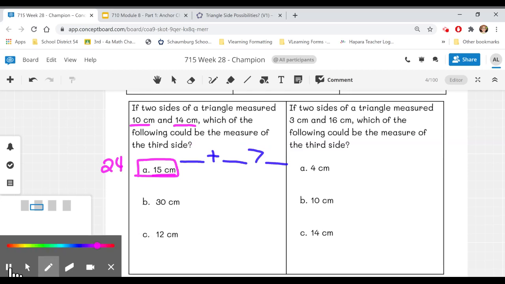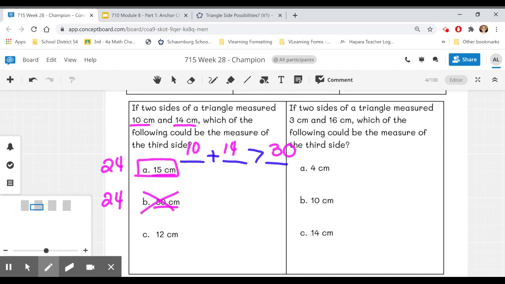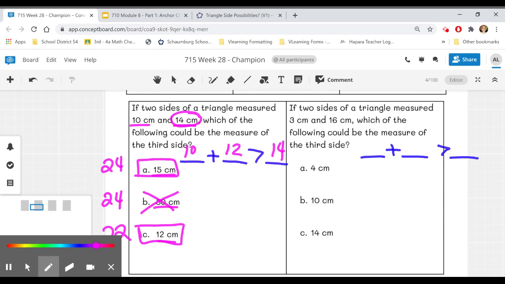All right, erasing my template. Now I'm going to try 30. 30 happens to be my longest side again. Since 10 plus 14 is not larger than our longest side of 30, that is not a solution. Let's try 12. Now 12 is no longer my largest side. 14 becomes my largest side when I have a number as small as 12. So is 10 plus 12 greater than 14? 10 plus 12 is 22. So yes, this is another possible solution. All right, let's go ahead and look at the next one.